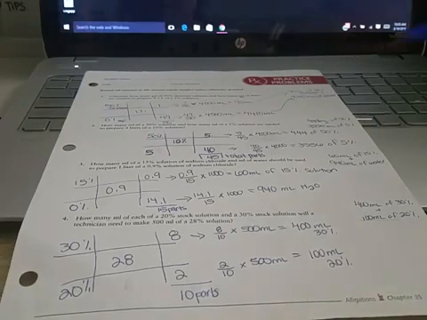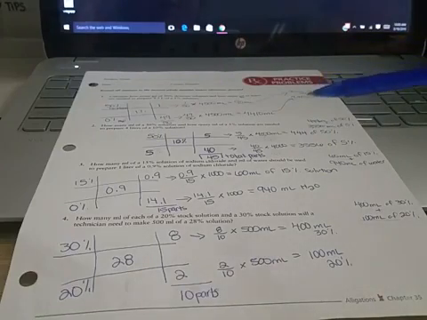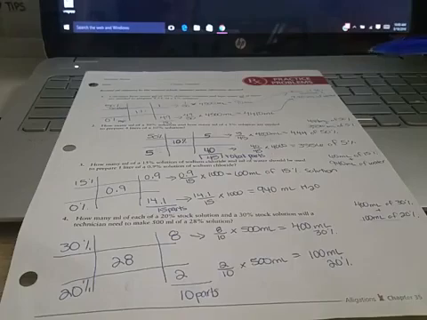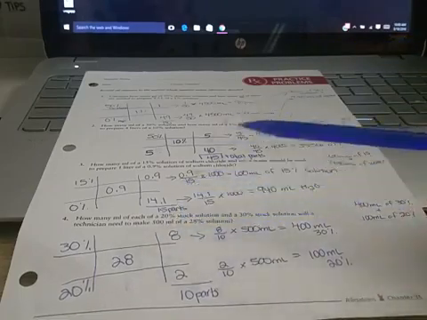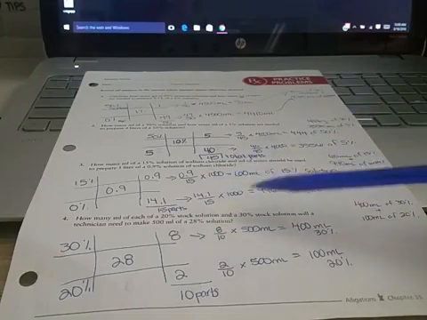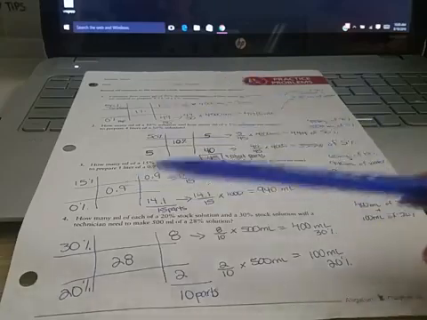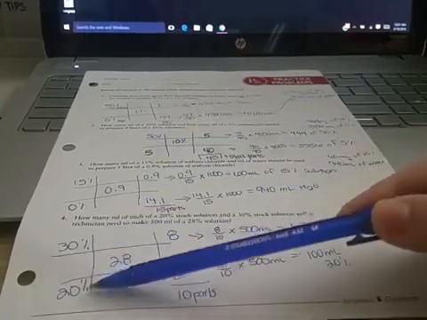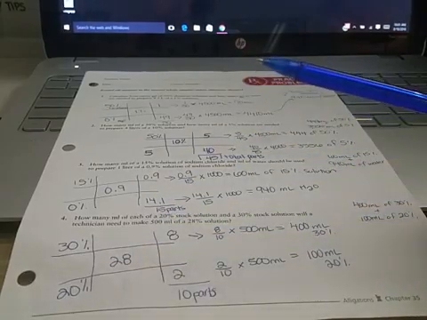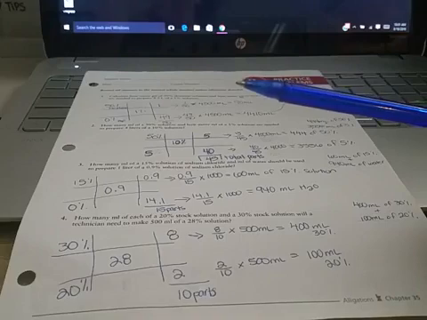All right. Number 4 is: how many ml of each of a 20% stock solution and a 30% stock solution will a technician need to make a 28% stock solution with 500 ml total? So you need to make 500 ml of a 28% solution, and you have a 20 and a 30%. You do your tic-tac-toe box, put your 30 up top and your 20 on the bottom because those are the two numbers you're working with. Then you put your 28% in the middle because that's what you want to end up with.